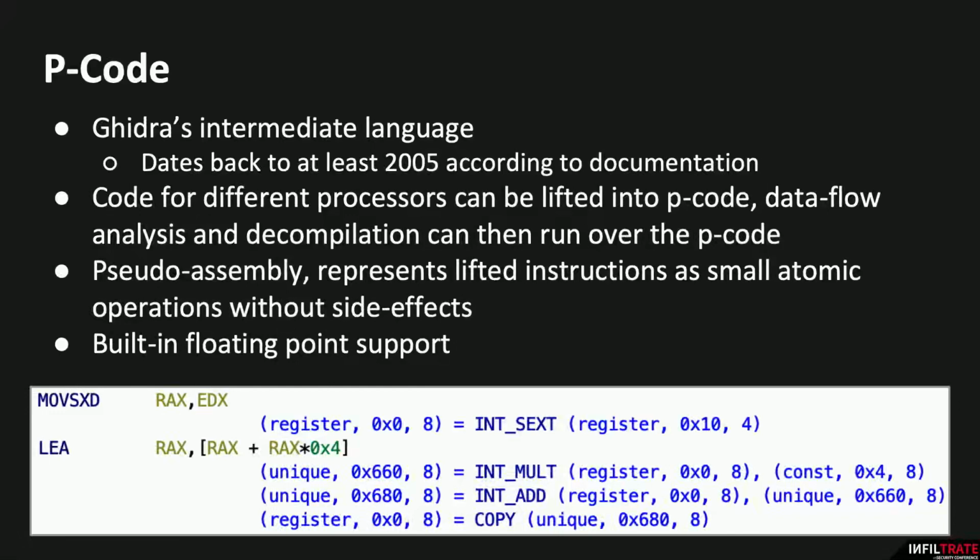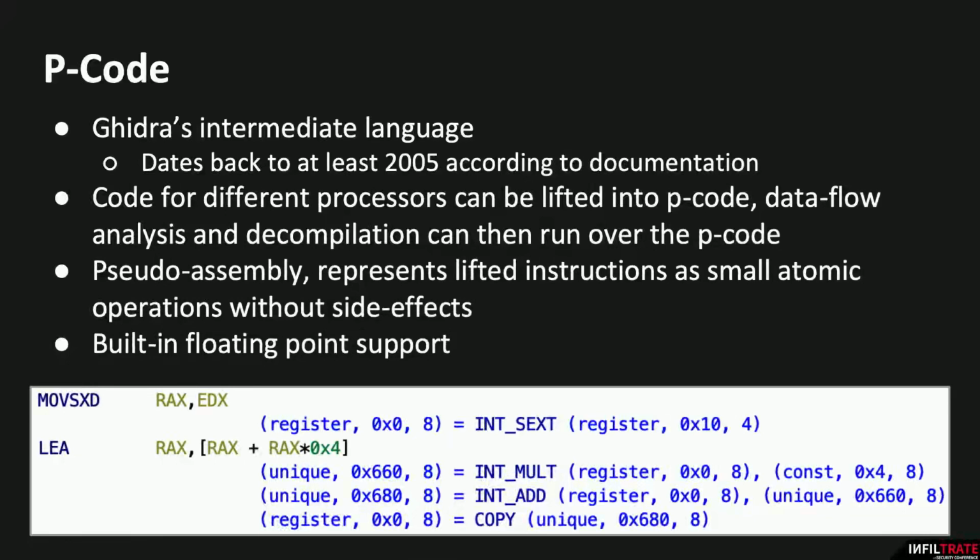Ghidra's P-code seems to date back to at least 2005, according to the documentation included with Ghidra. P-code provides basically a common language for lifting code from a variety of architectures to this common P-code interface, where it can be analyzed for data flow, as well as decompiled. It also enables users to write scripts interacting with the P-code and do analysis in a platform-agnostic way, while also abstracting away some of the complexity of these complex CPU architectures.